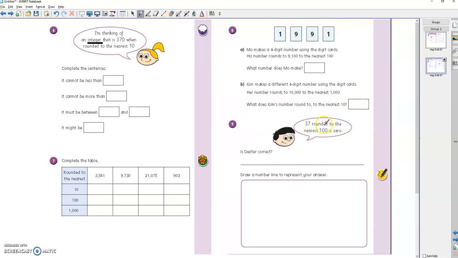And then finally, Dexter says 37 rounded to the nearest 100 is 0. Is Dexter correct? Try and represent your answer with a number line.